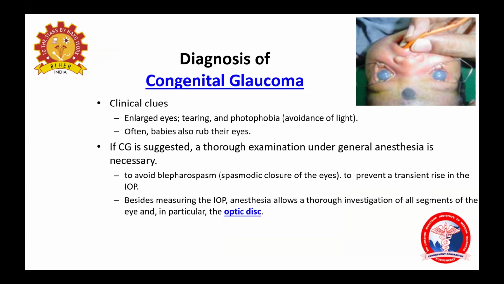Now, if congenital glaucoma is suggested or suspected, a thorough examination under general anesthesia is necessary. Why general anesthesia? It is to avoid blepharospasm, which is spasmodic closure of the eyes, and to prevent a transient rise in the IOP. Besides measuring the intraocular pressure, anesthesia allows for a thorough examination of all the segments of the eye, and in particular, the optic disc.